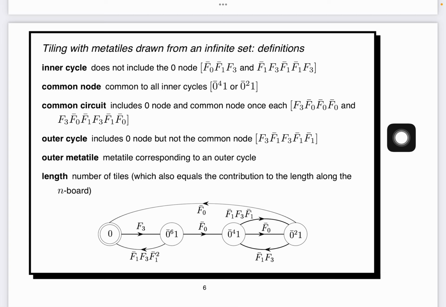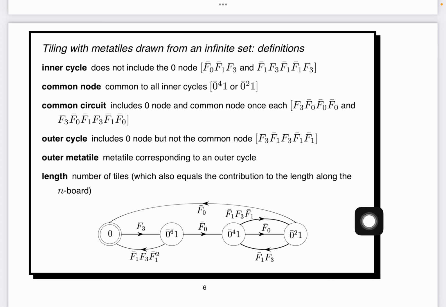So to understand that formula, we need a few definitions. An inner cycle is any cycle which doesn't include the 0 node, such as this one here. A common node, if you have more than one inner cycle, is simply a node which is common to all of the inner cycles. So here we have 2 inner cycles, and actually in this case either this one or this one we could call a common node.